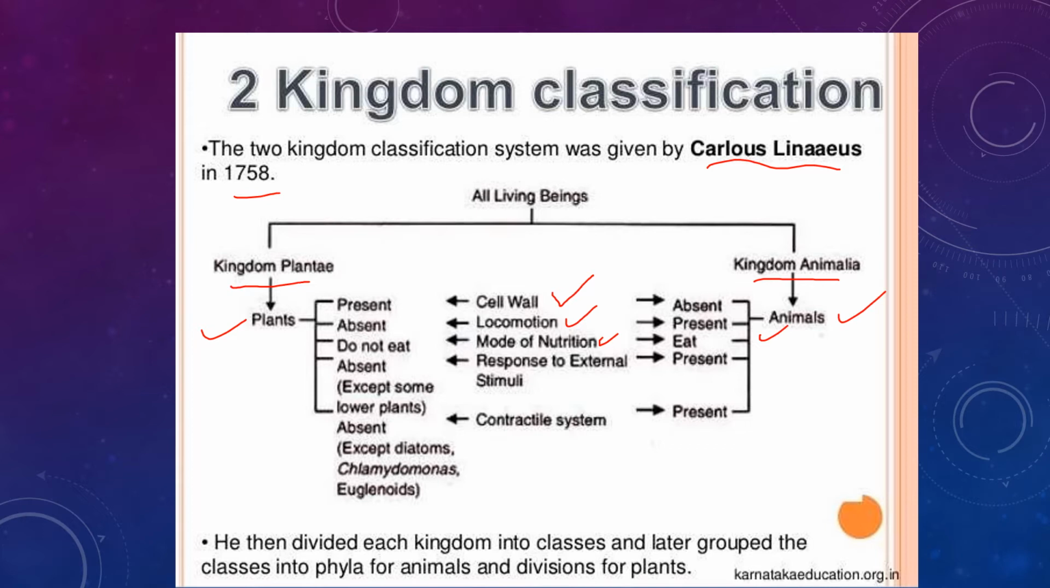Then comes response to external stimuli. Response to external stimuli is absent in the kingdom Plantae, but animals respond to external stimuli very well. Then comes the contractile system, which includes the skeletal systems, which are absent in plants but present in animals. Except diatoms, chlamydomonas and euglenoids, these were classified under kingdom Plantae, but they were showing the presence of the contractile system.